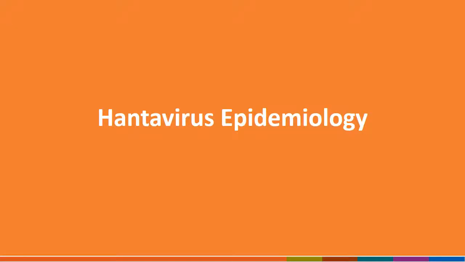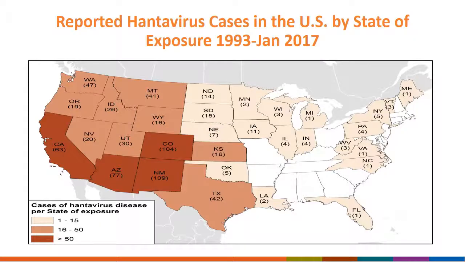I will now talk about the epidemiology of hantavirus. This is a map of all the hantavirus pulmonary syndrome cases by state since 1993. As of January 2017, approximately 728 cases in 32 states have been reported. The highest incidence of hantavirus is in the western United States, particularly in New Mexico, Colorado, Arizona, and California. These 4 states account for almost half of the total cases reported in the U.S.